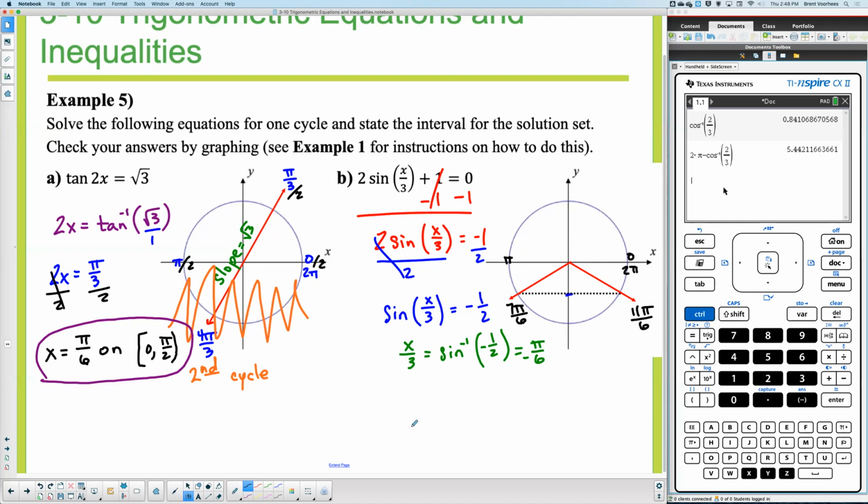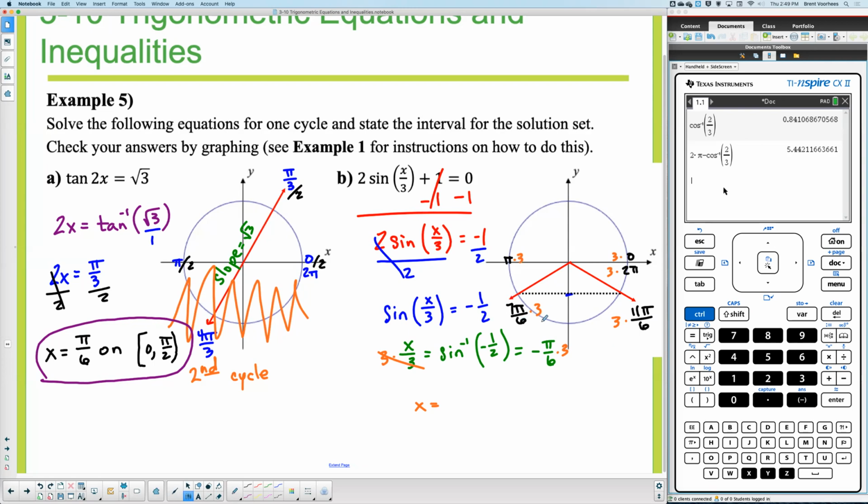Now, this is not isolated though. So how could I isolate that? Multiply by 3. This negative looks really weird here, let me fix that. That's negative pi over 6. What I would do is multiply everything by 3. This right here got simplified to that. So x would equal, when I multiply these values by 3, this value by 3, this value by 3, everything gets multiplied by 3.